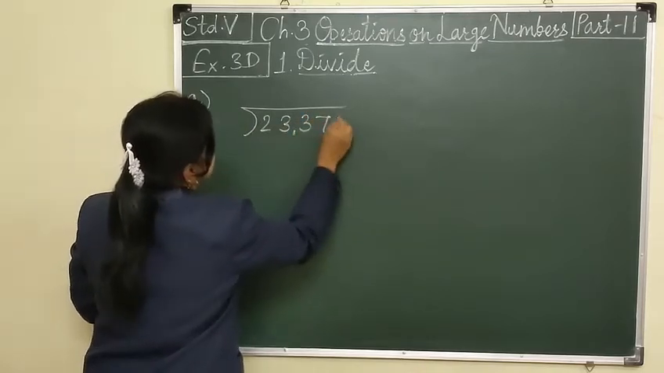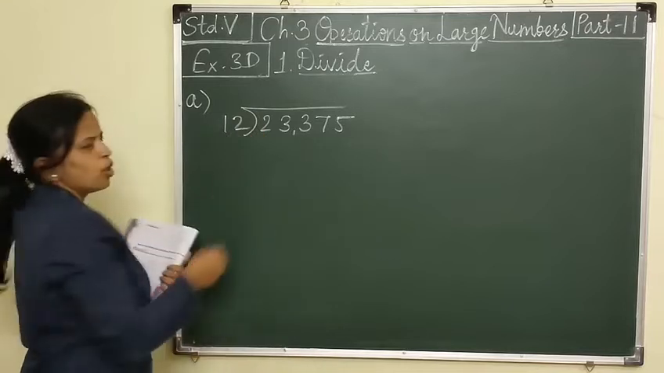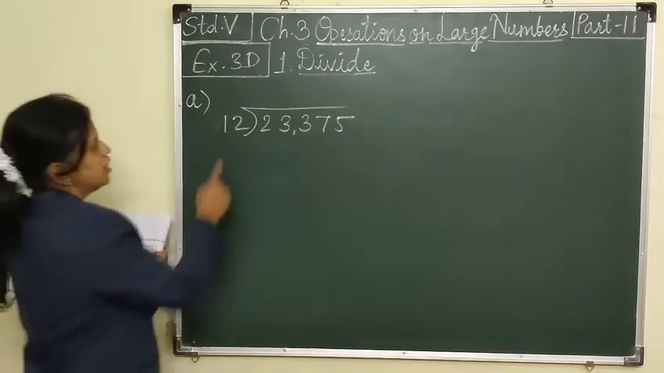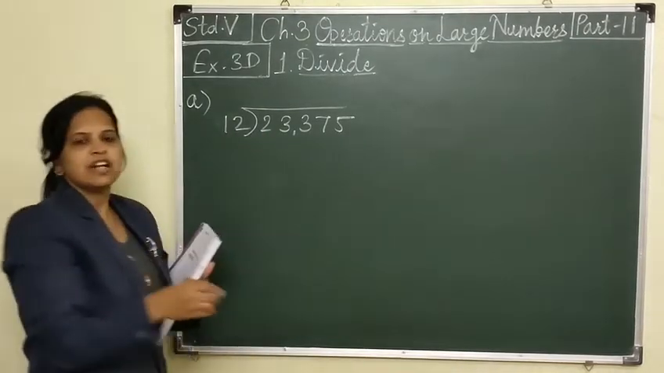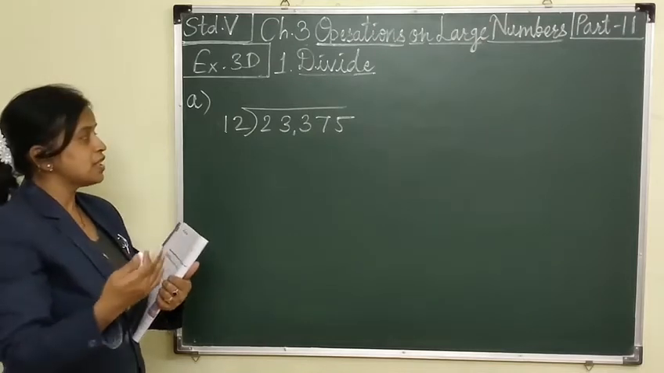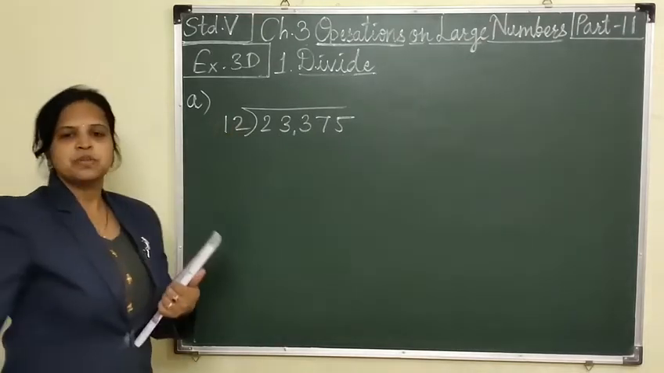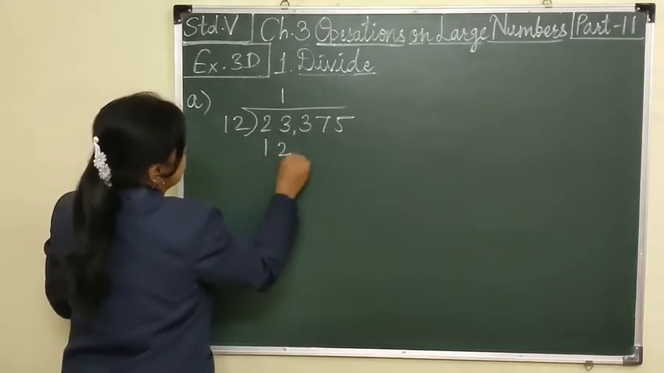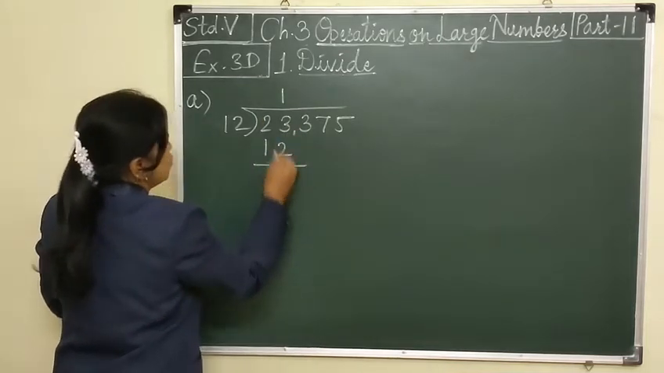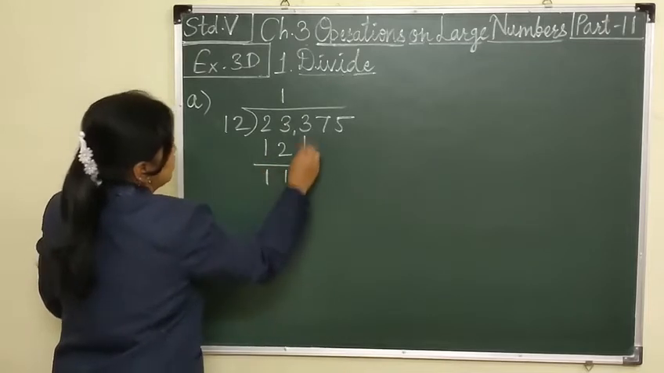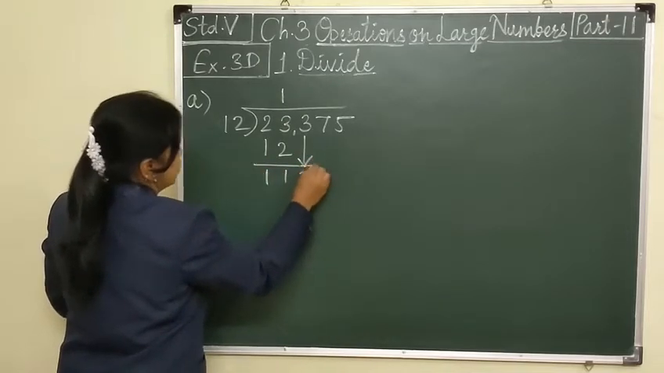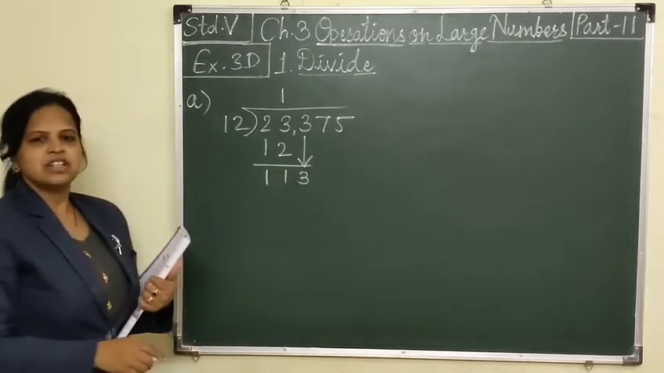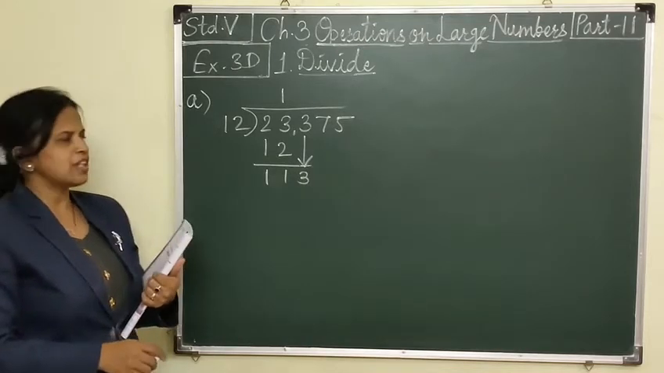23,375 divided by 12. I think you all know the table of 12. 12 and 23: 12 ones are 12, 12 twos are 24. 24 cannot be subtracted from 23, so 12 ones are 12. 3 minus 2, 1. 2 minus 1, 1. Now take this 3 down. Now the 12 table till 113. Do you know the 12 table?